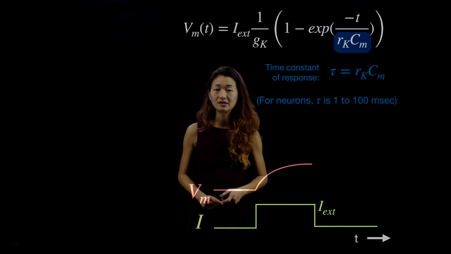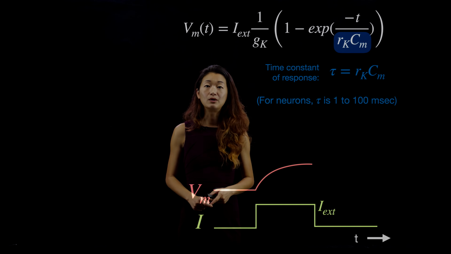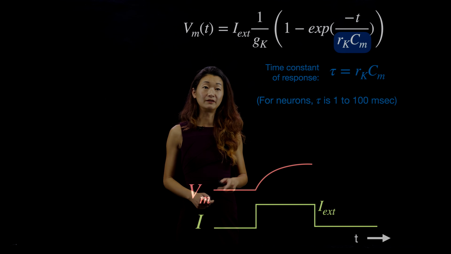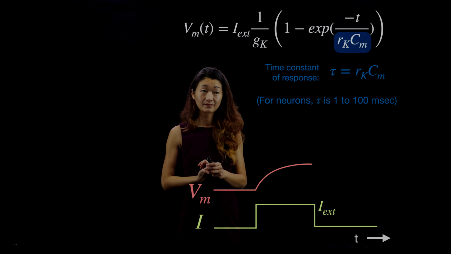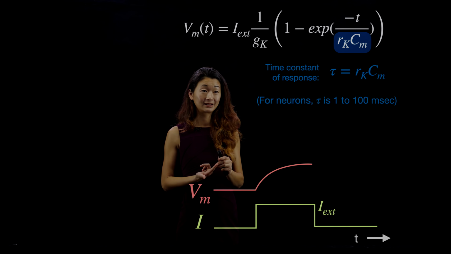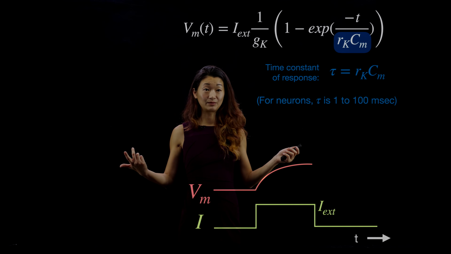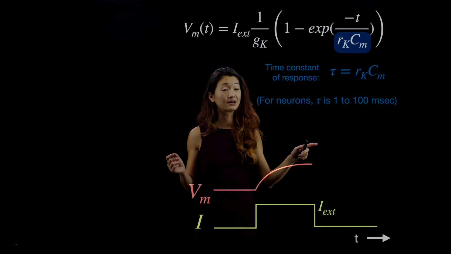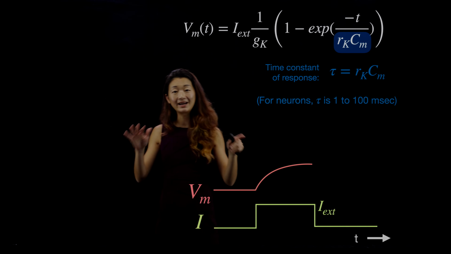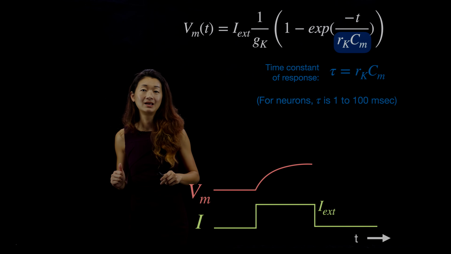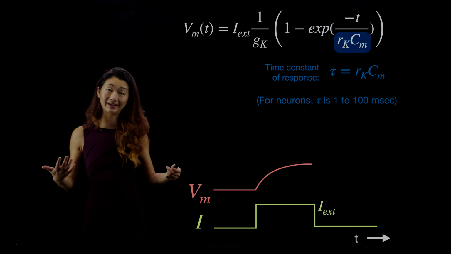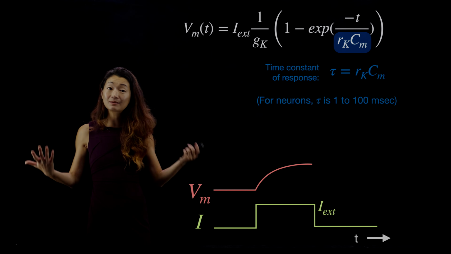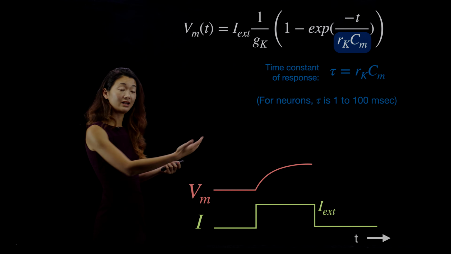The time constant of the response is going to be the product of the resistance of the cell and the capacitance of the membrane. And that's a constant. We don't actually have to know what they are because we can measure it. And for most neurons, tau is going to be something like 1 to 100 milliseconds. And that's going to be how quickly the cell can possibly respond to an injection of current.